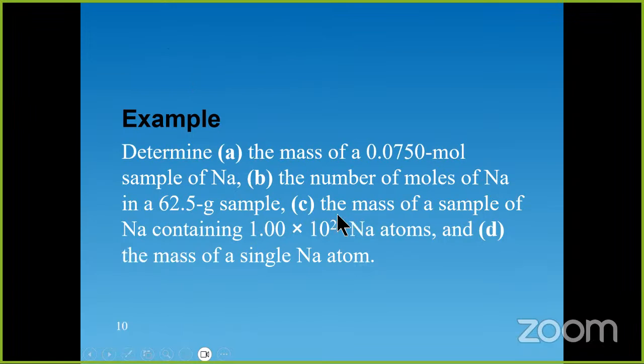Now, C says you're to calculate the mass of a sample of sodium containing 1.00 times 10 to the 25 sodium atoms. So you're given the number of sodium atoms, and you're asked for the mass in grams of sodium. Okay, so my question to you is, how would you tackle this? They gave you the number of atoms, and they're asking for the mass of that collection of sodium atoms.